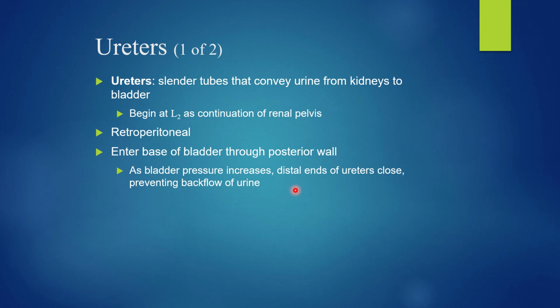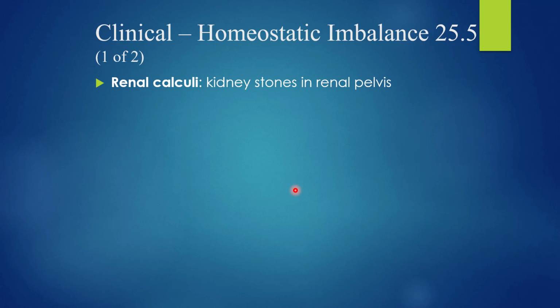From the kidneys, urine is going to be delivered into a pair of slender tubes. They convey urine from the kidneys to the bladder. You call them the ureters. These are retroperitoneal tubes. They enter the base of the bladder through the posterior wall.